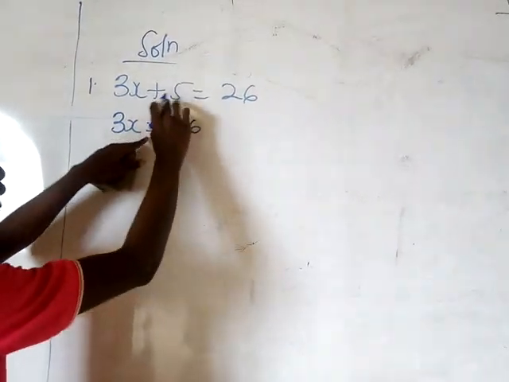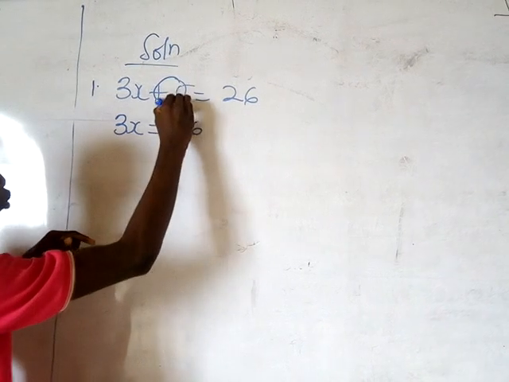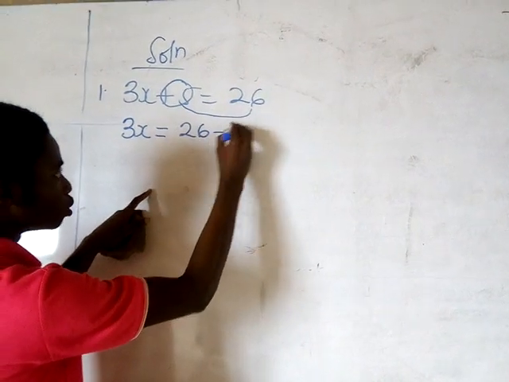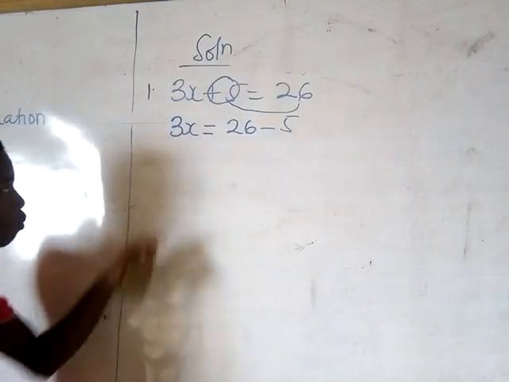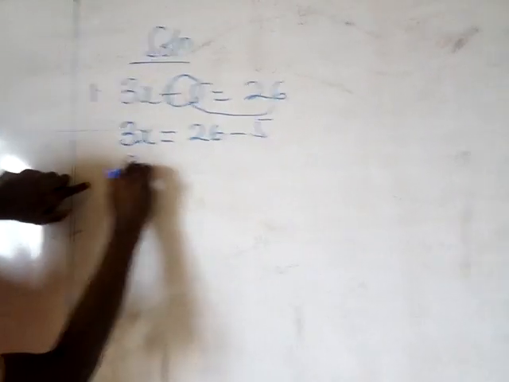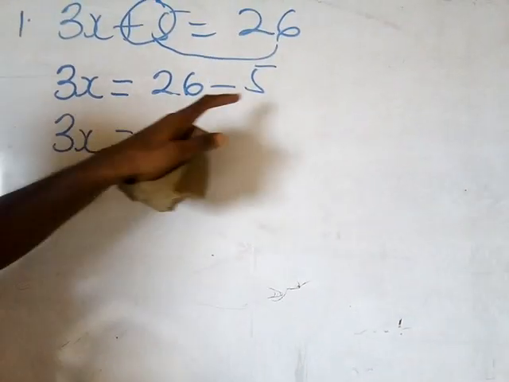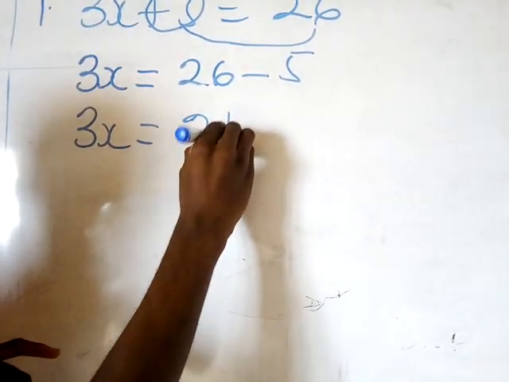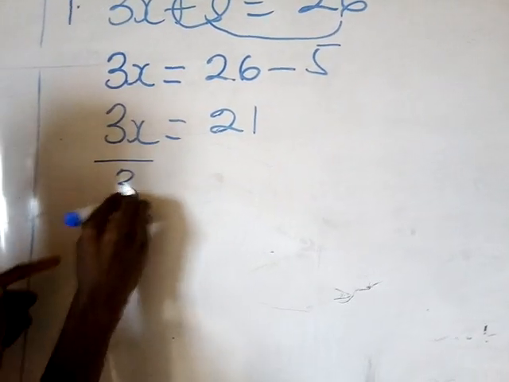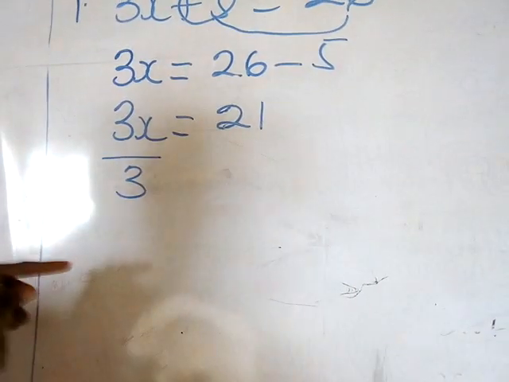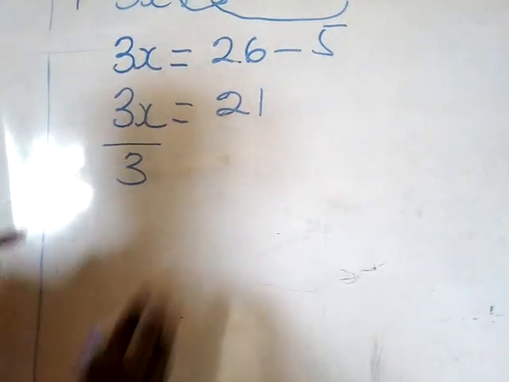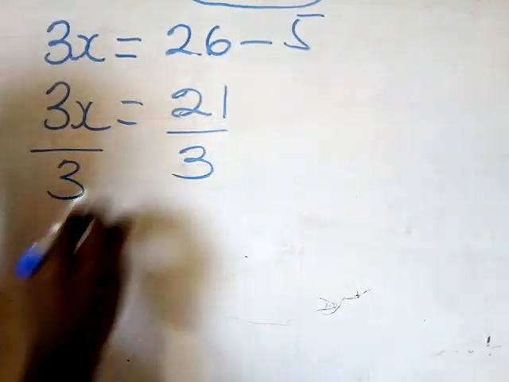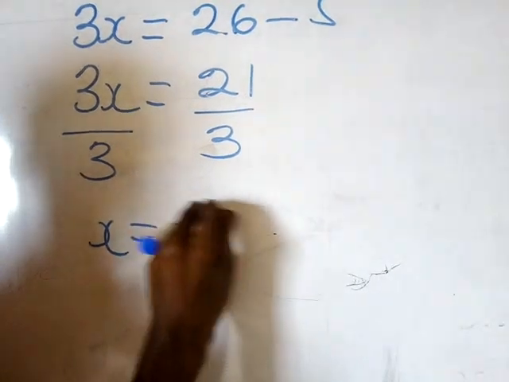This positive 5 is going to cross the equal to sign and becomes negative 5. So 3x equal to 26 minus 5 gives us 21. You divide both sides by the coefficient of x, and here the coefficient of x is 3. So you divide both sides by 3. Therefore x is equal to 7.